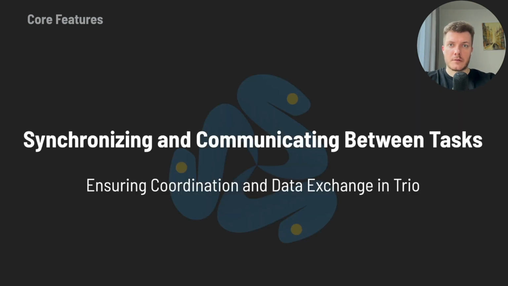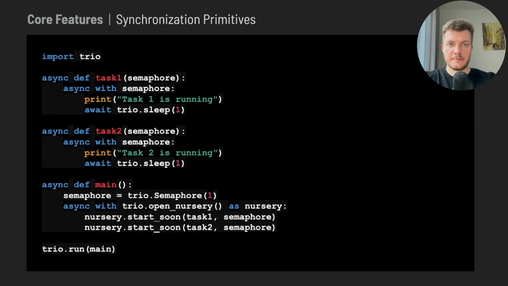Moving on, let's see how Trio organizes task communication and synchronization. This part is key for maintaining order in your apps. Trio provides powerful tools for task synchronization and inter-task communication. These tools are essential for managing state and coordinating concurrent operations. They are designed to be both efficient and fair, ensuring no tasks are unfairly delayed.